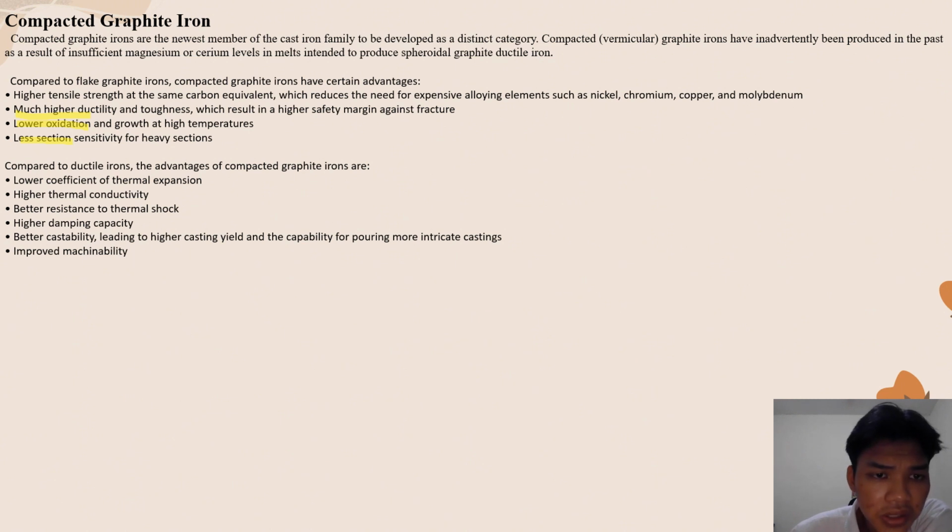Compared to ductile irons, the effects of compacted graphite irons are: one, lower coefficient of thermal expansion; two, higher thermal conductivity; three, better resistance to thermal shock; four, higher damping capacity; five, better castability leading to higher casting yield and the capability for pouring more intricate castings; six, improved machinability.